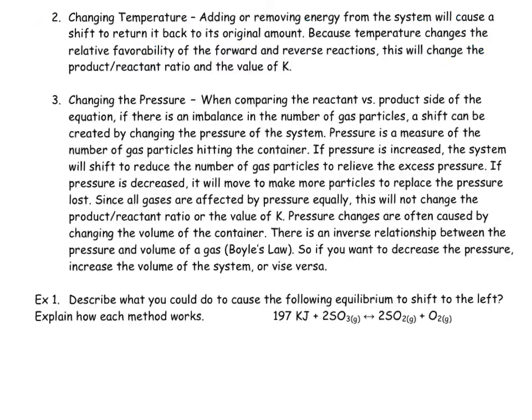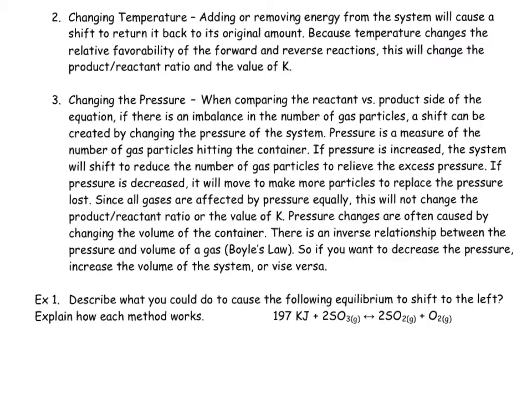Strategy number 2 is to change the system's temperature. Adding or removing energy from the system will cause a shift to return it back to its original amount. Because temperature changes the relative favorability of the forward and the reverse reactions, this will change the product and reactant ratio and the value of K.